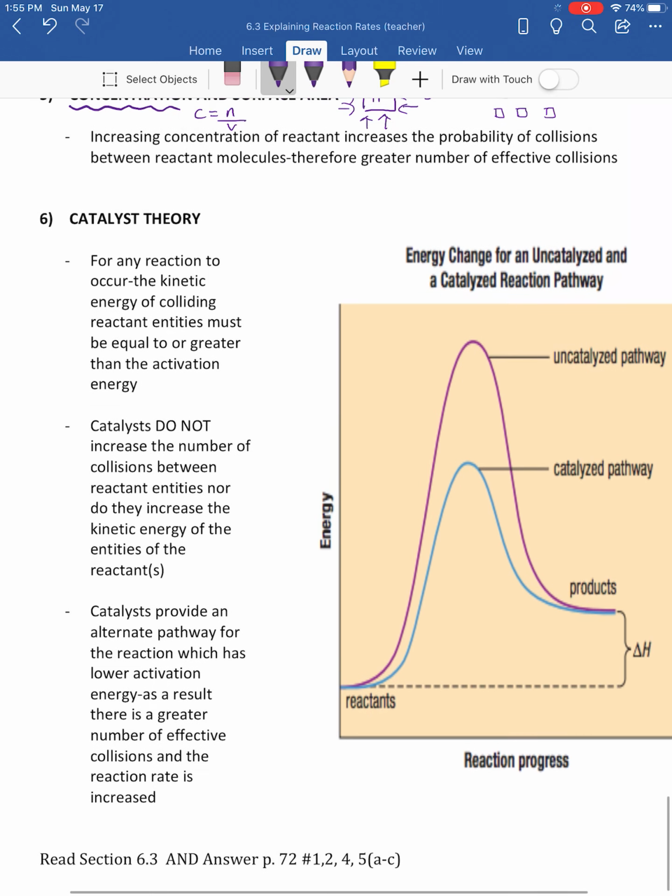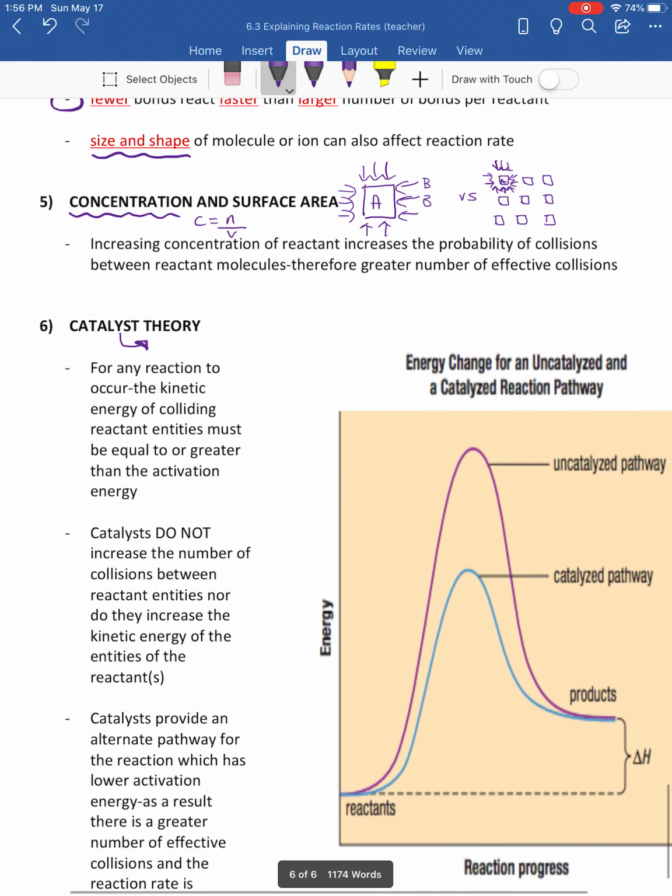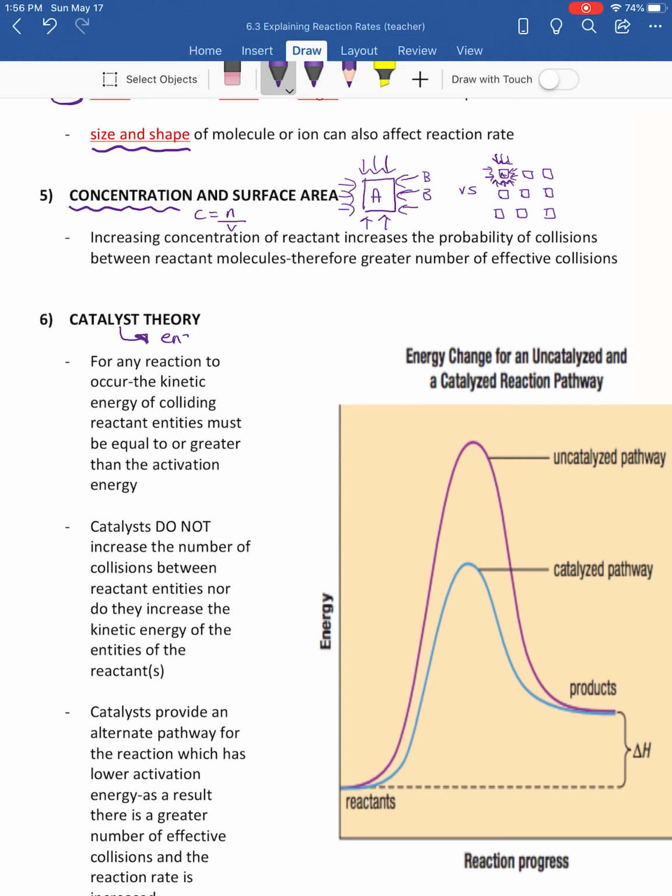Lastly, catalyst theory. So let's remind ourselves what a catalyst is. If you are a biology person, enzymes are biological catalysts. So remember, what is a catalyst? A catalyst is some kind of chemical or enzyme that allows for more reactions to occur without being consumed in the reaction itself. Okay?